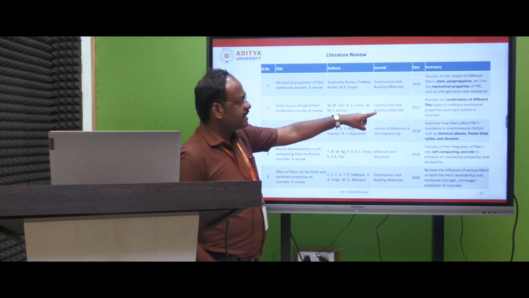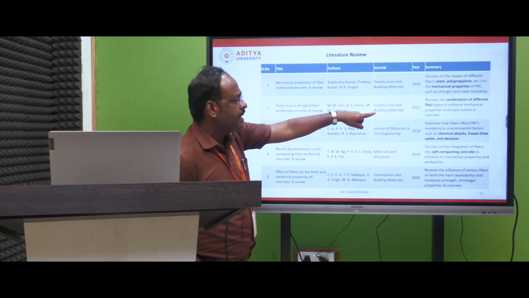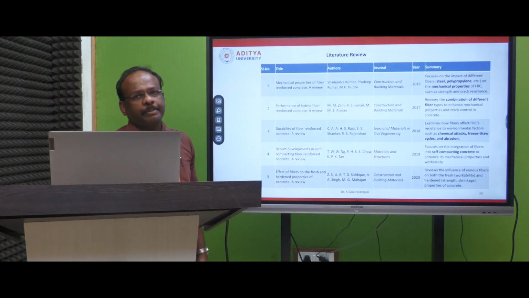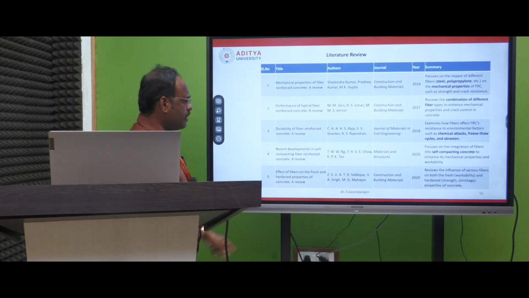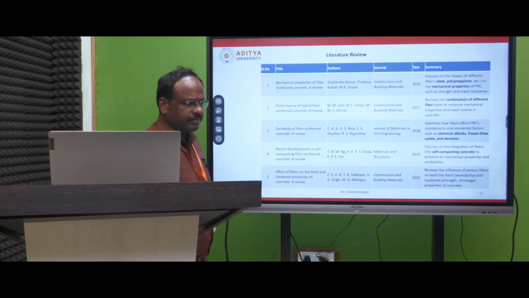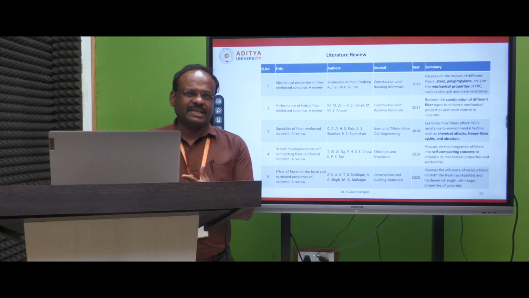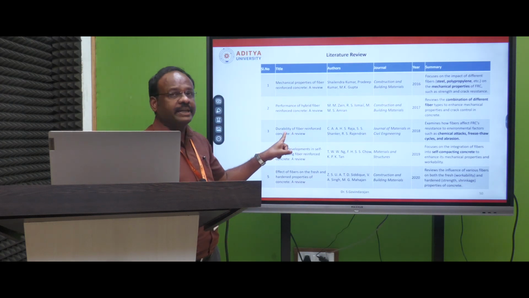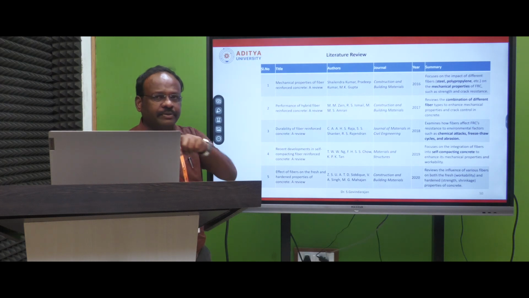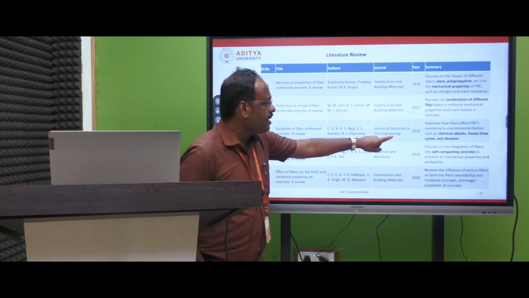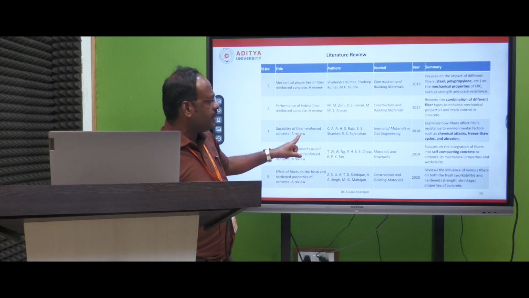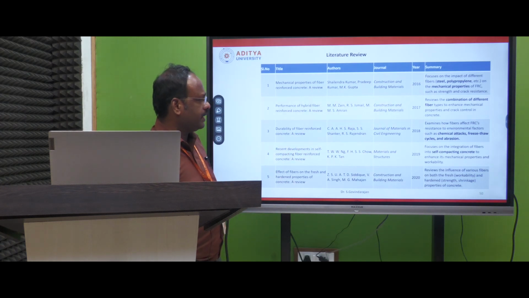So what results are they getting? With the combination of different types of fiber, they mainly calculate the mechanical properties as well as the crack control parameter. The third one is the durability of fiber reinforced concrete. Durability means long life. Already in the 7th slide I explained the durability condition. What is the durability condition? You have to identify three parameters: chemical attack, freeze-thaw cycles and abrasion. These three are studied for durability of fiber reinforced concrete, and they identify what failures will happen.